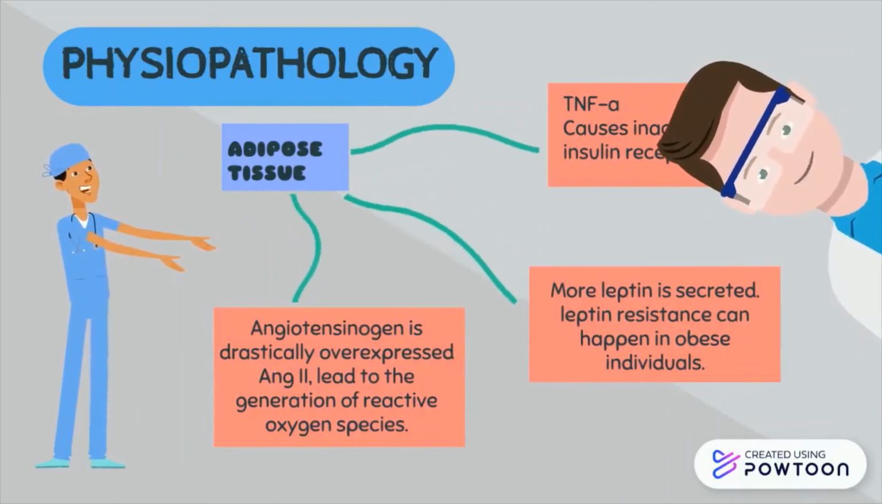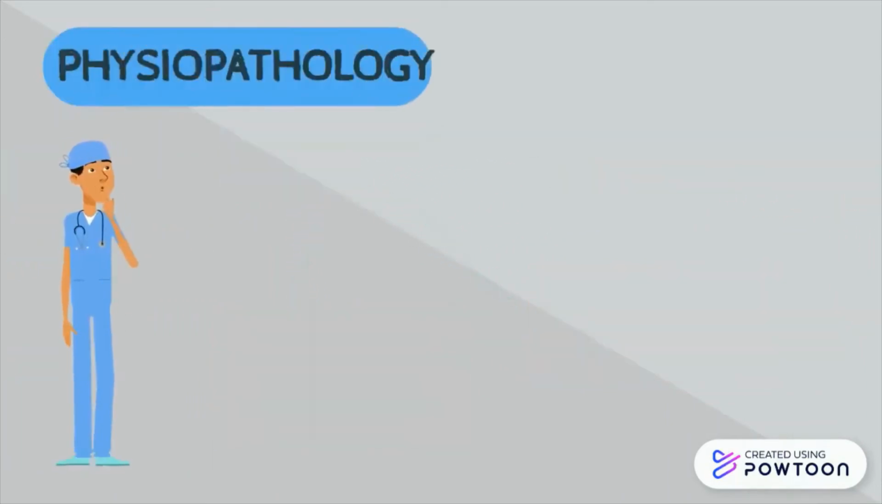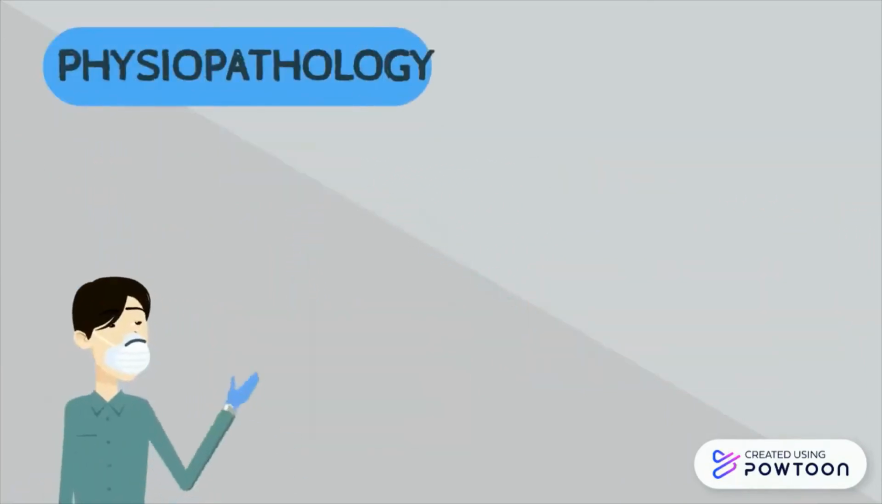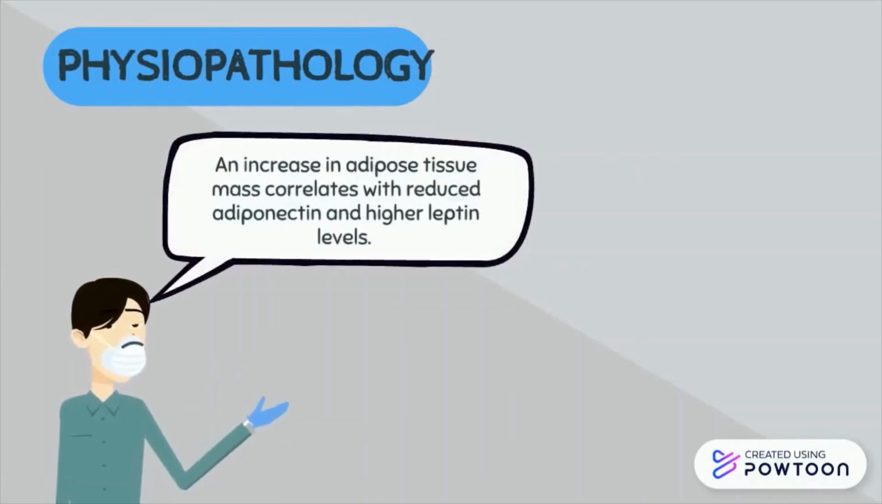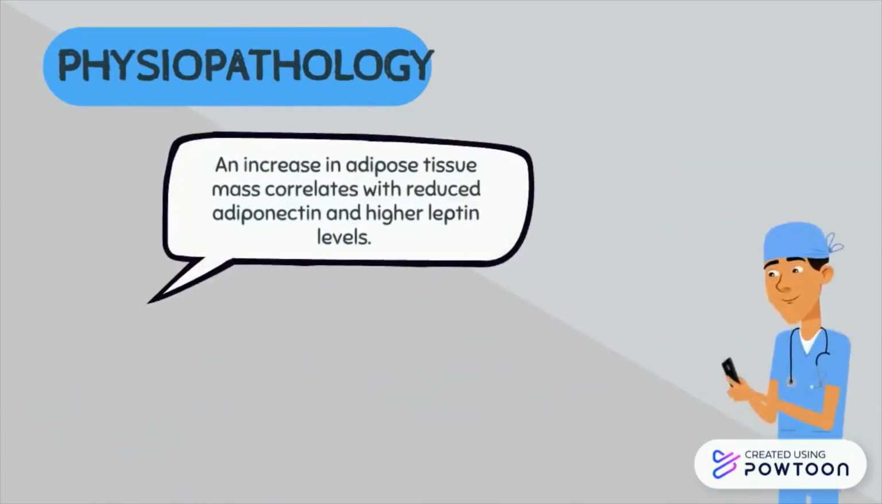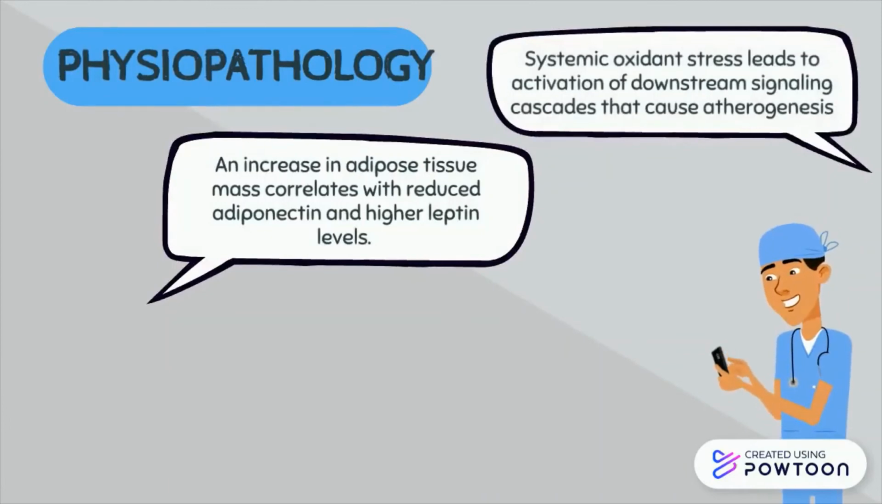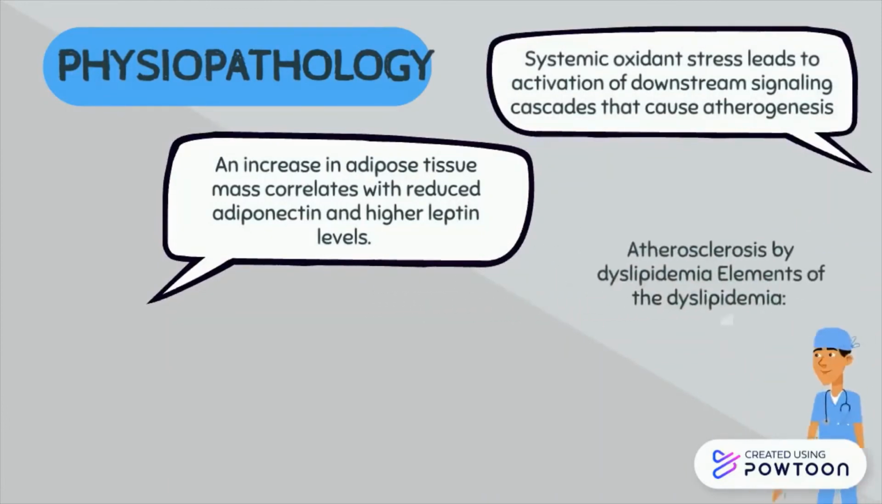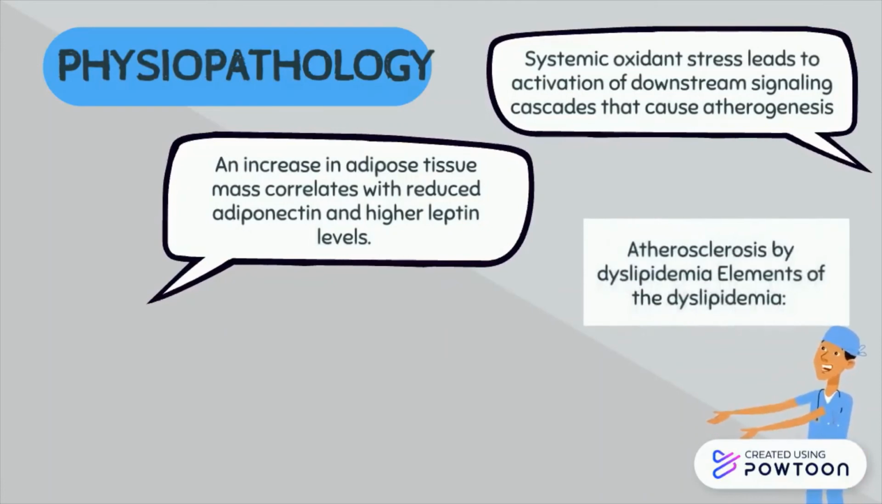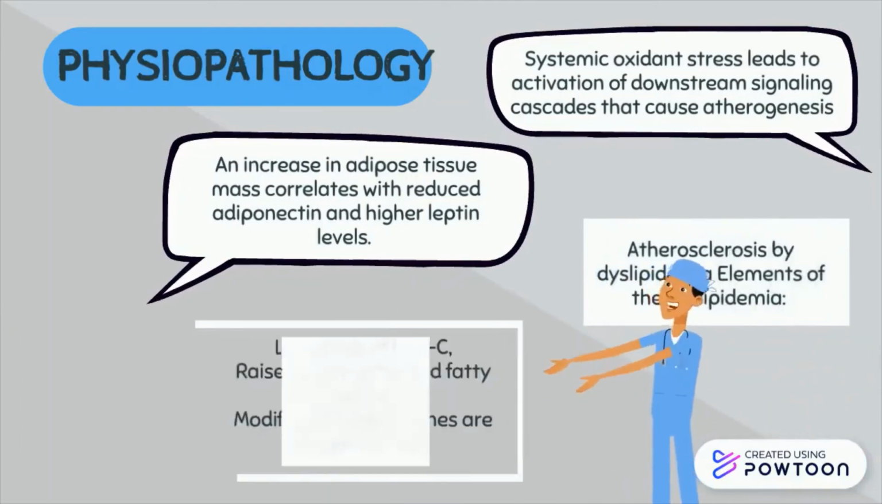Adiponectin is an anti-inflammatory and anti-atherogenic adipokine, and it counteracts leptin. An increase in adipose tissue mass correlates with reduced adiponectin and higher leptin levels. Now, the atherosclerosis is caused by oxidation of small and dense LDL, a product of the lipotoxicity.